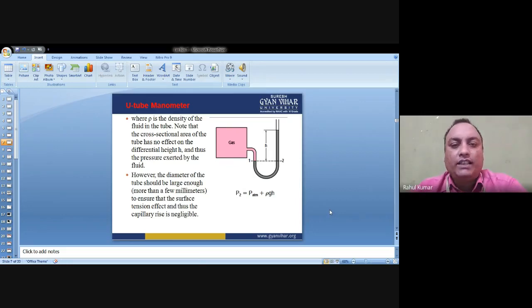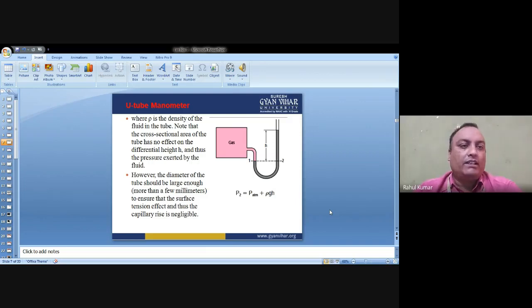Where rho is the, what is the rho? Rho is the density of the fluid in the tube. Note that the cross-sectional area of the tube has no effect on the differential height h, and thus the pressure exerted by the fluid.